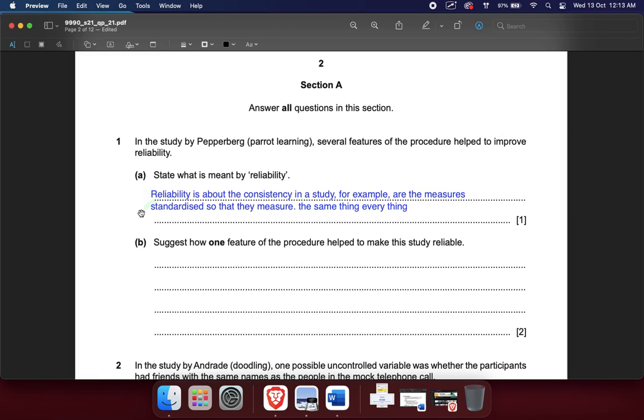So that's why I usually tell my students, write it with a little bit more depth, more so for A2, but for AS, you should also start practicing this. And it won't take too long to write this. Reliability is about consistency in a study. For example, the measures are standardized so that they measure the same thing every time. Okay, good.